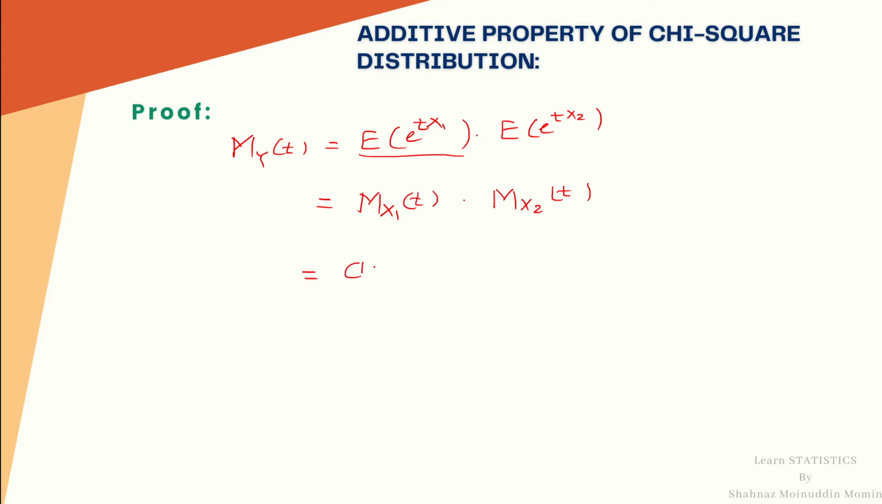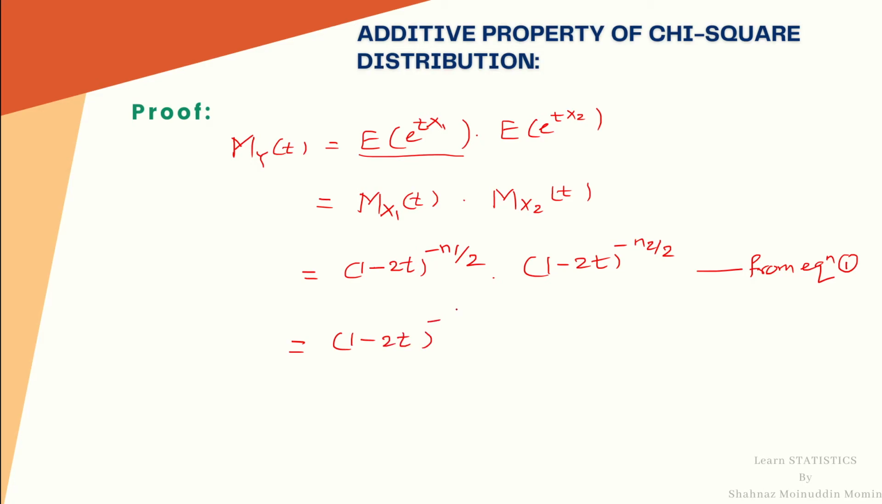From equation 1 we have the value of Mx1(t) as (1 minus 2t) raised to minus n1 by 2 into (1 minus 2t) raised to minus n2 by 2. This is from equation 1 which we have obtained earlier. So this is equal to (1 minus 2t) raised to minus (n1 plus n2) divided by 2. This is the MGF of y, that is x1 plus x2.